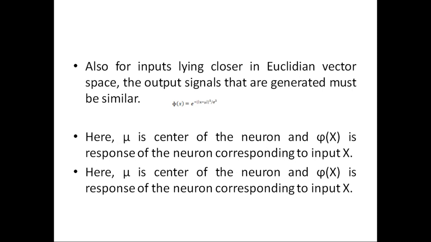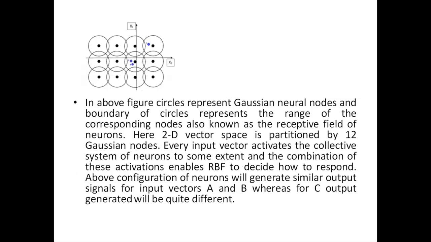Now, also, for inputs lying closer in the Euclidean vector space, the output signals generated must be similar, given by phi x equal to e to the power minus (x minus mu) squared divided by sigma squared. This is the mathematical function you have to remember. Here mu is the center of the neuron, and phi x is the response to the input x. Okay, what I told you was repeated twice.